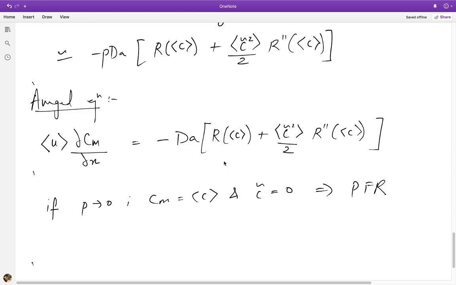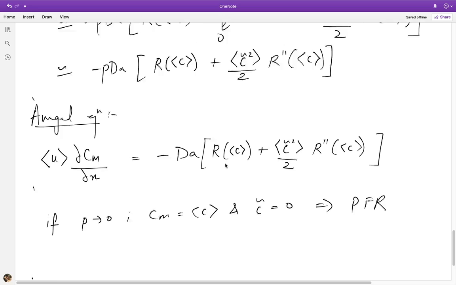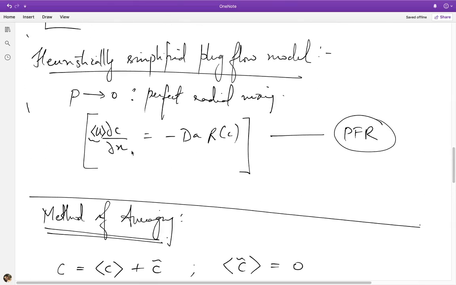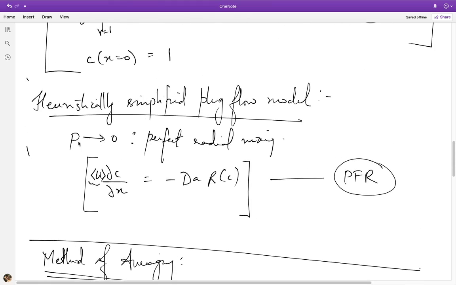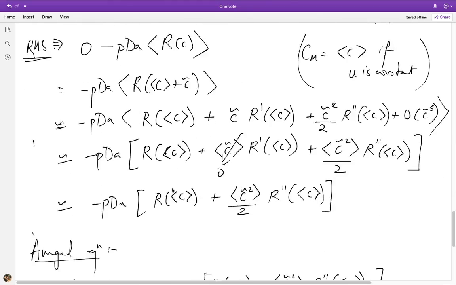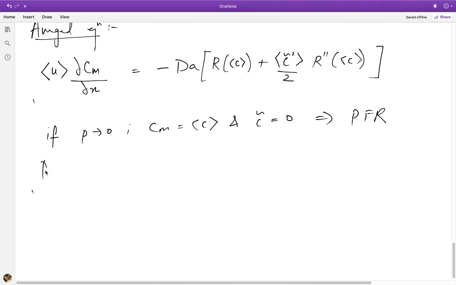If Peclet goes to 0, basically there's no variation of the concentration across the cross-section. Consequently, Cm is equal to C bar, which is equal to some constant. So I can replace Cm by just C cross-section average here. Also C tilde is 0, so this term is gone, and what I will get is exactly the PFR model. So this was the first limit we already identified at the beginning, that if P is 0, I get a PFR model in perfect radial mixing. But I now have another way to get the PFR.